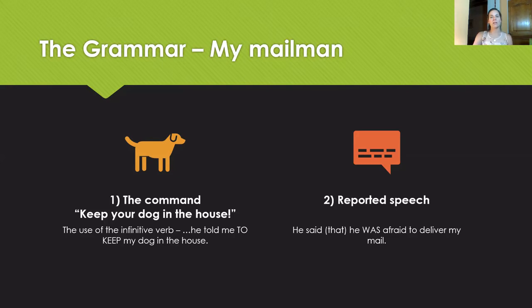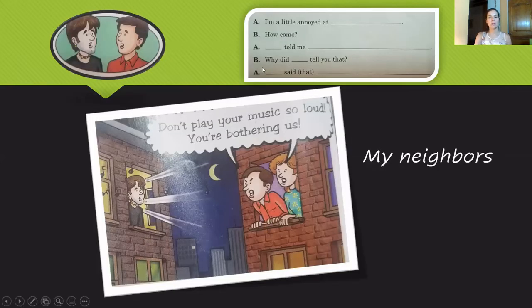So, let's look at one other example with this too. And we're going to see here that this is going to be the dialogue. We have two men here, and this one is telling about his experience with his neighbors. His neighbors said, don't play your music so loud. De hecho, debería ser loudly, porque es adverbio, pero muchas personas, pues no se usa así, dicen loud. No es correcto, pero lo aceptamos. All right, you're bothering us. So we're going to say, I'm a little annoyed at my neighbors. How come? They told him not to play his music so loud.